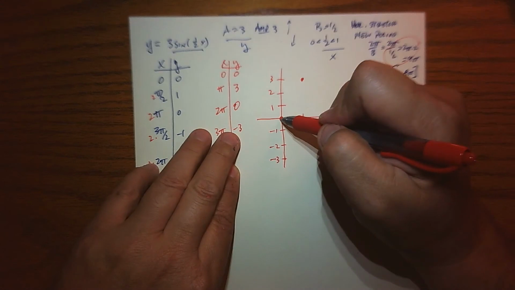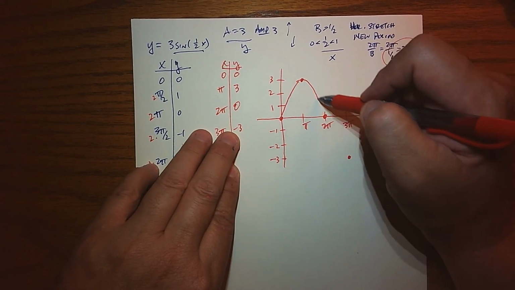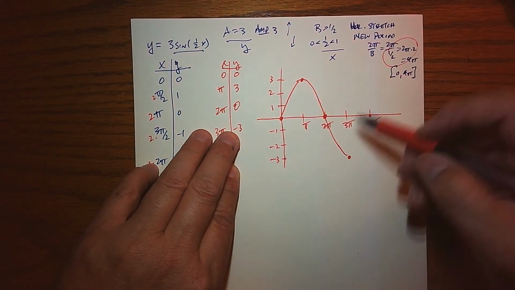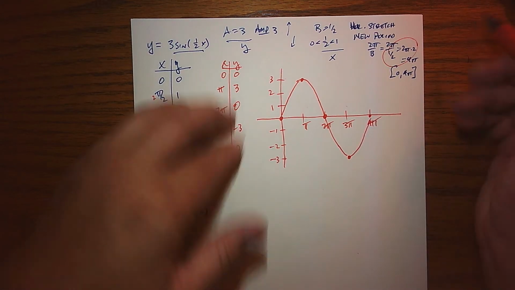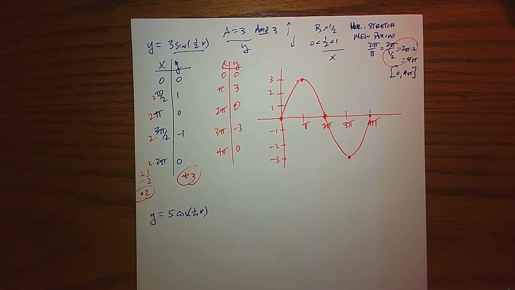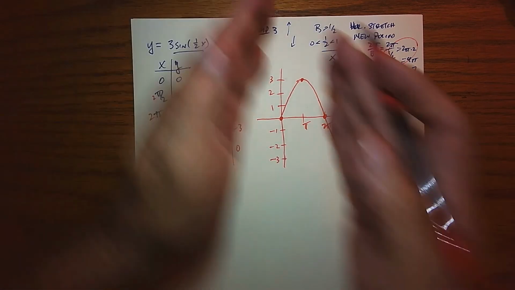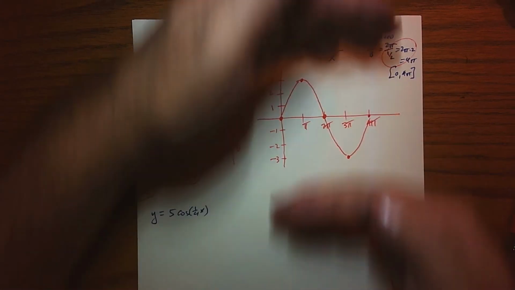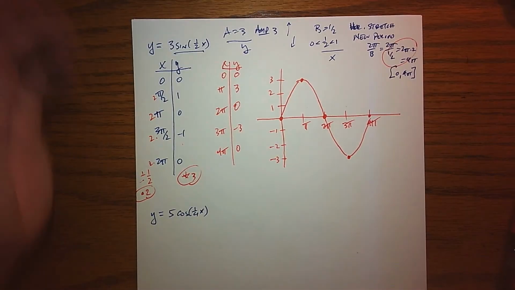So there's your sine function, right? Goes up, comes back down, reaches a low point, comes back up. That's a classic graph of sine. It's been stretched both vertically and horizontally.